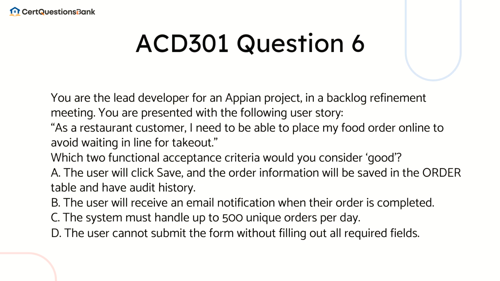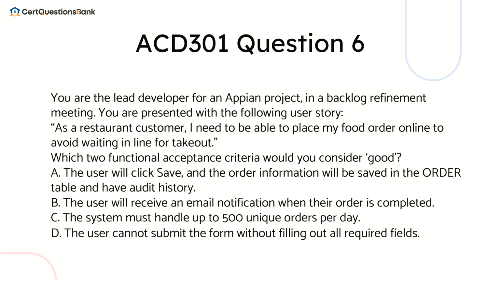In a backlog refinement meeting, you are presented with the following user story. As a restaurant customer, I need to be able to place my food order online to avoid waiting in line for takeout. Which two functional acceptance criteria would you consider good?